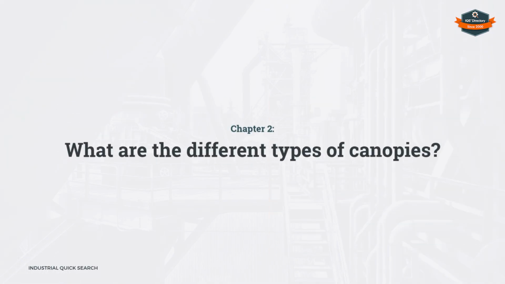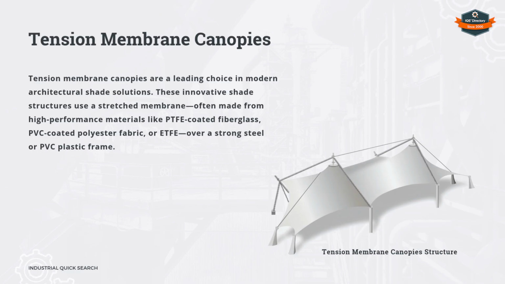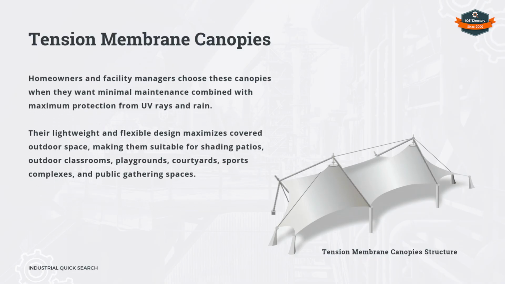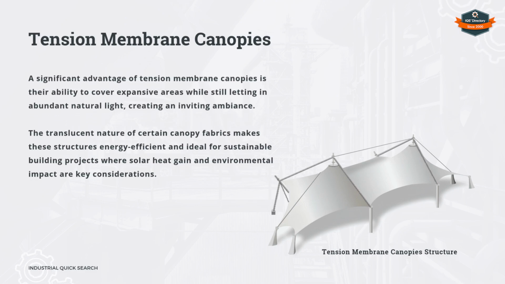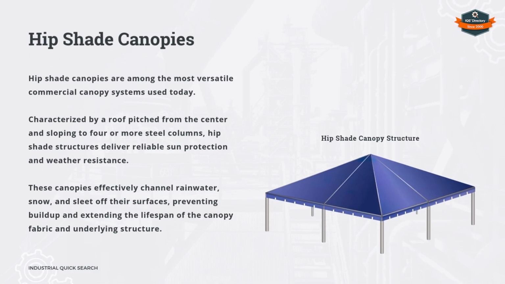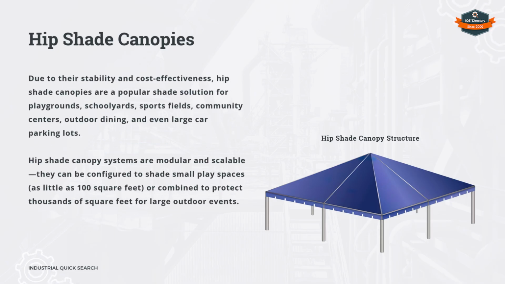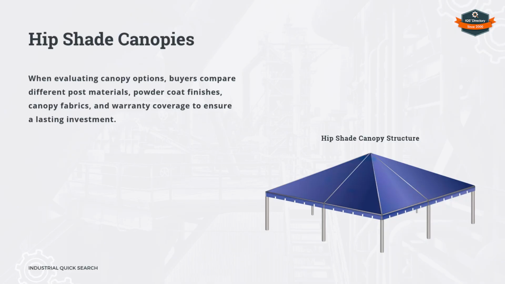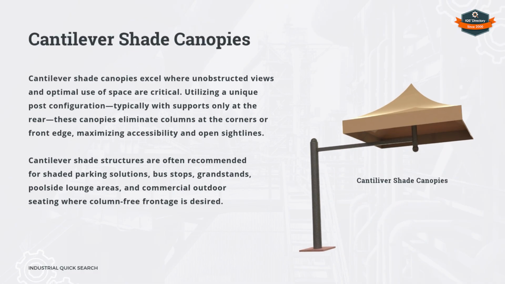Chapter 2. What are the different types of canopies? Tension membrane canopies. Hip shade canopies. Cantilever shade canopies.